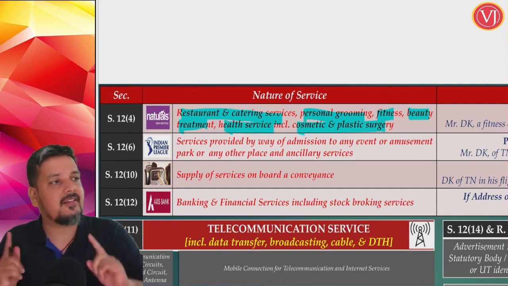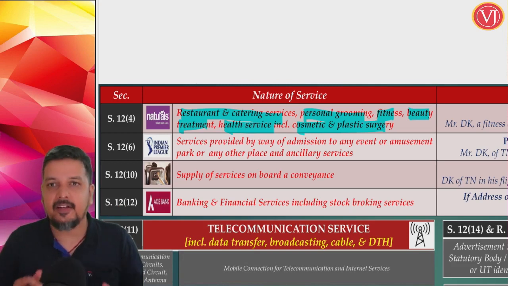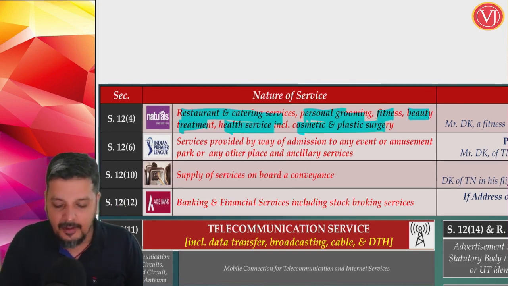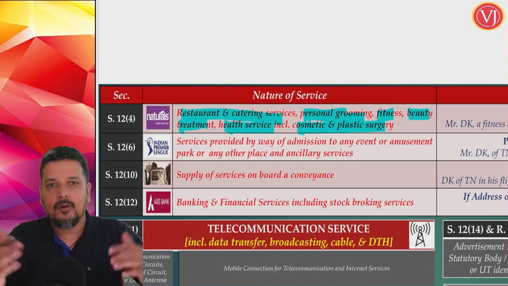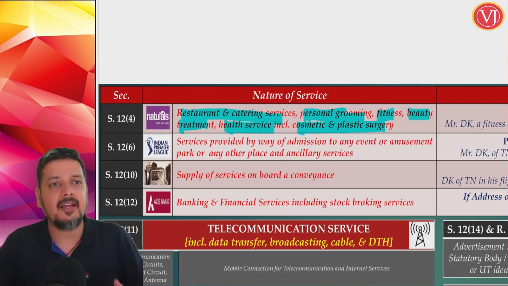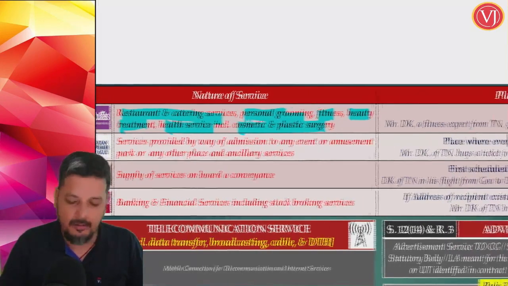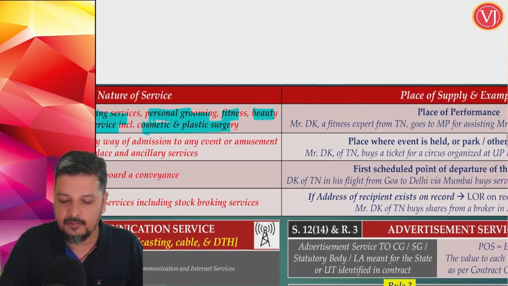If that person is there, I can give the service, whether it is training or performance appraisal, or whether it is restaurant or outdoor catering or personal grooming services or fitness or beauty treatment, health services, including cosmetic and plastic surgery. Only if that person is there, I can give my performance related services. Here, whether it is B2B or B2C, the answer is place of performance. The answer is location of performance.